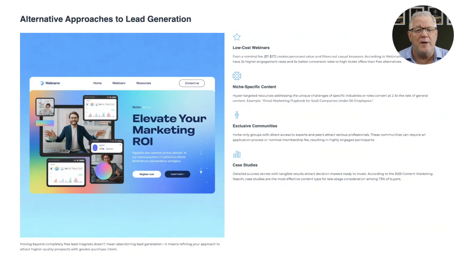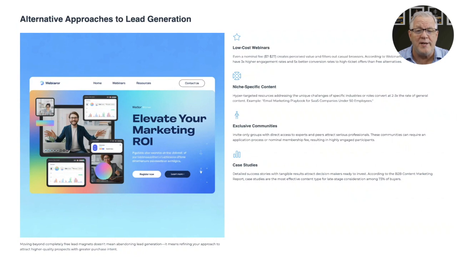Second, develop niche-specific content. Hyper-targeted resources addressing the unique challenges of specific industries or roles convert at 2 to 3 times the rate of general content. For example, instead of a generic email marketing guide, create an email marketing playbook for SaaS companies under 50 employees. This specificity attracts exactly the right audience.